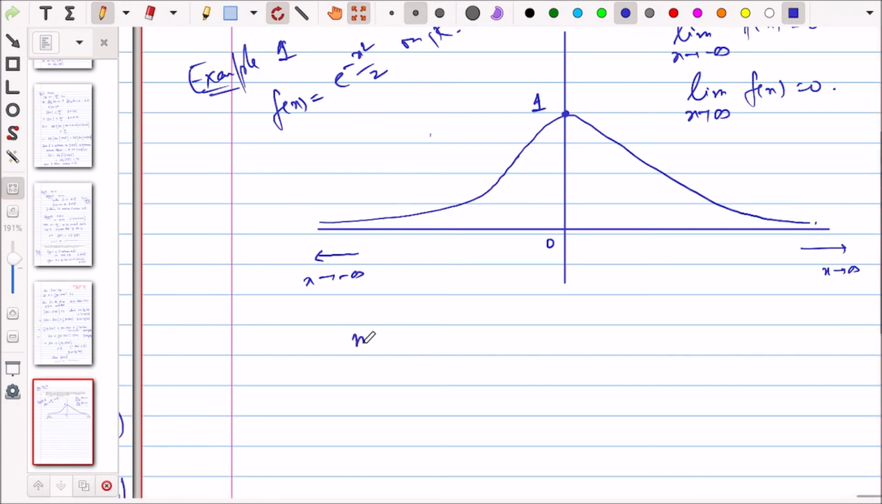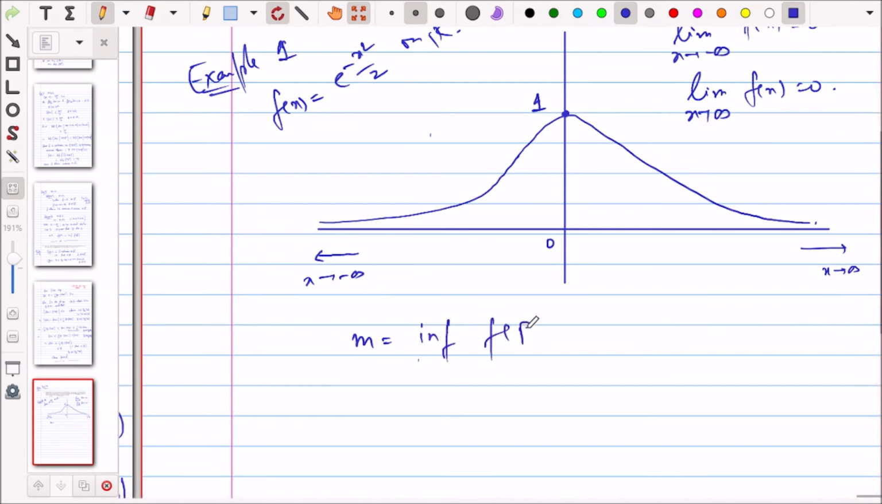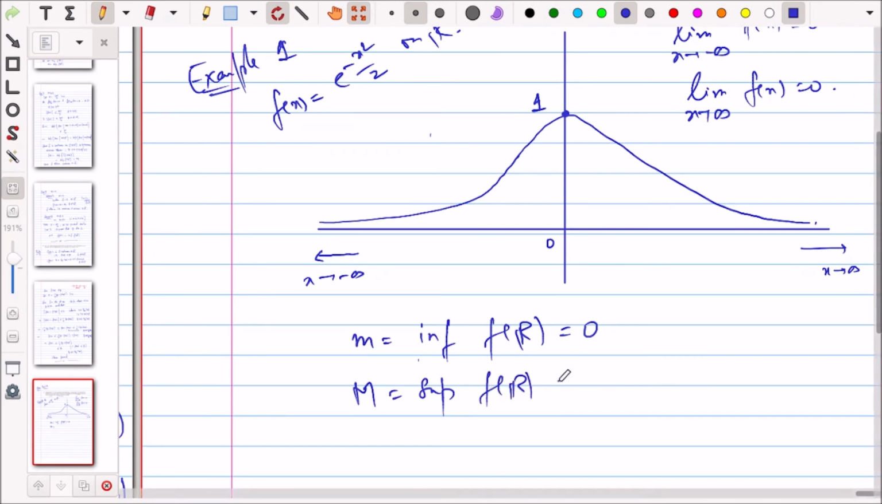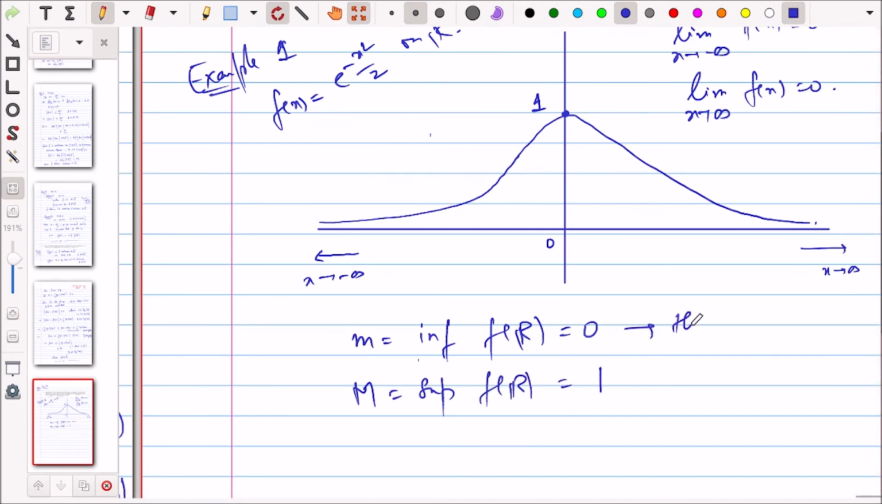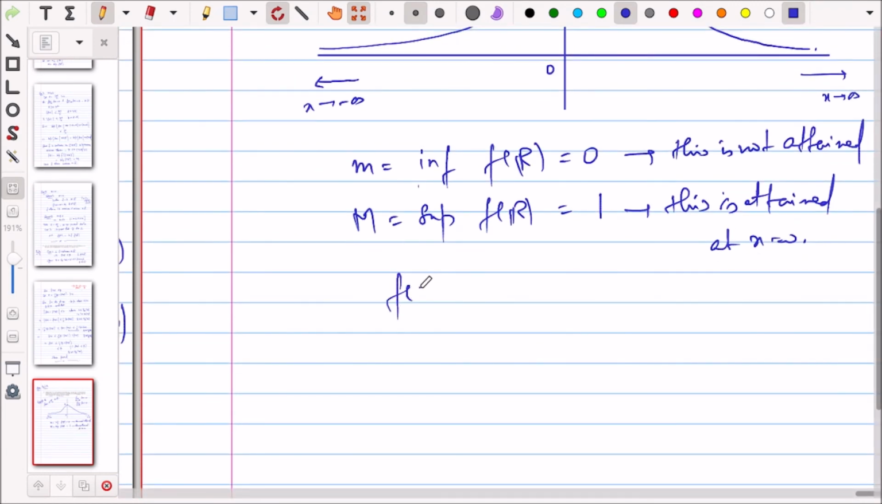So the infimum of f over R is 0, and the supremum of f over R is 1. The infimum is not attained, and the supremum is attained at x equal to 0. So one such example is this: f of 0 is equal to 1, which is equal to M.